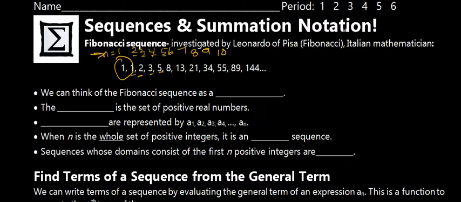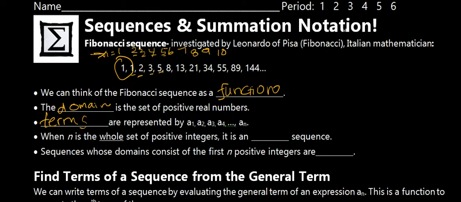We can think about the Fibonacci sequence as a function, and we'll go ahead and define that function here shortly. The domain is the set of positive real numbers. We are calling our domain n, what goes in our function. And the terms a sub 1, a sub 2, a sub 3, or our 1, 1, 2, 3, 5, those terms are the values that are represented here.